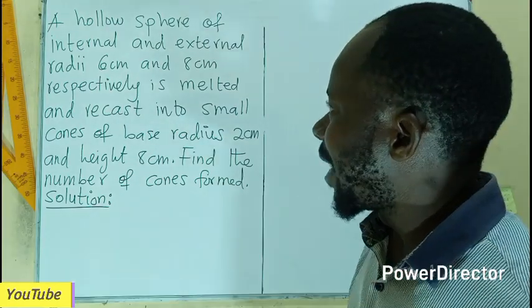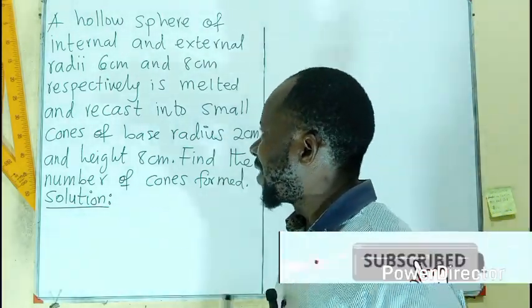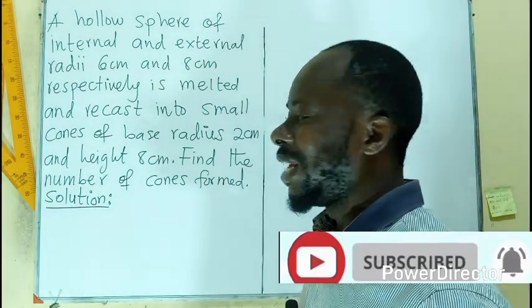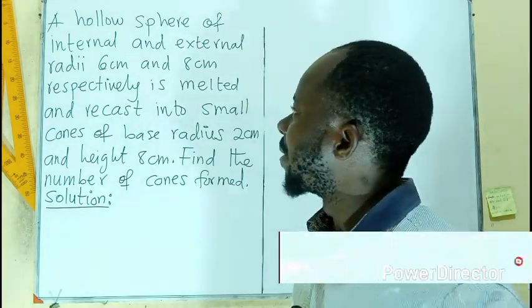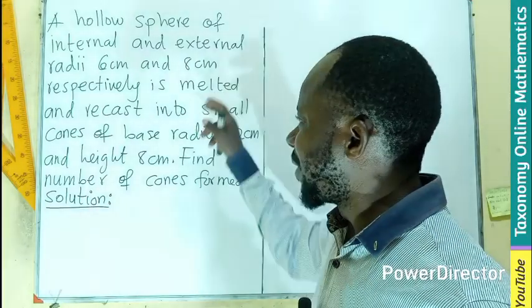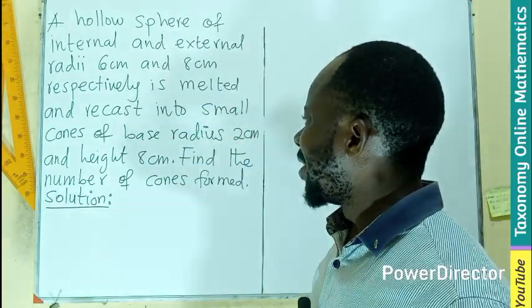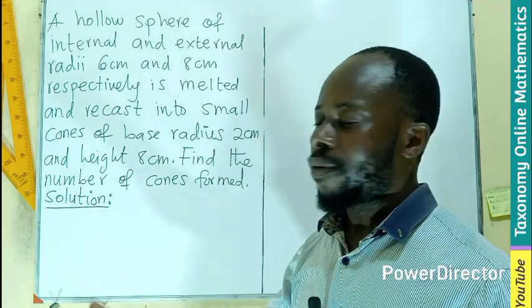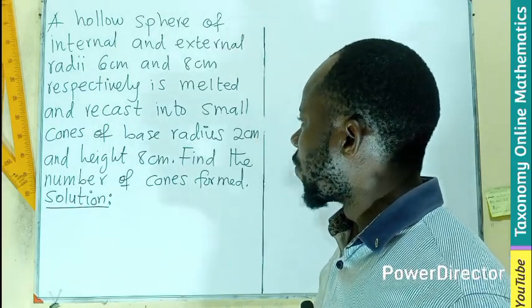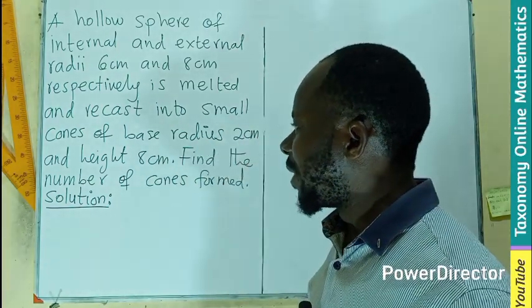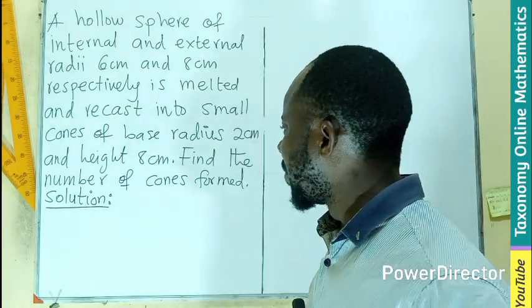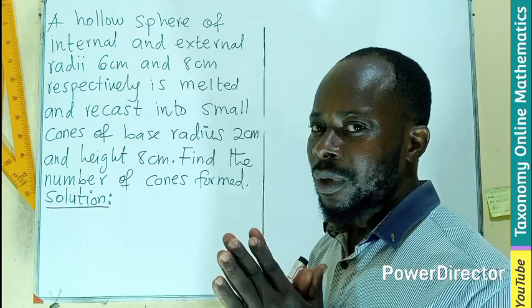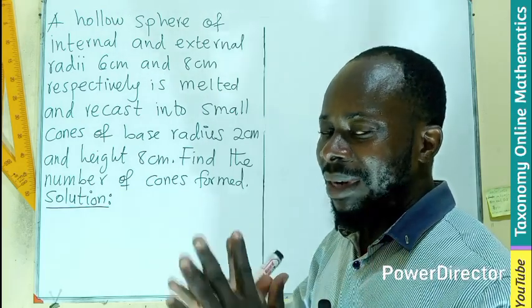A hollow sphere of internal and external radii, that is radius, which are 6 centimeters and 8 centimeters respectively, is being melted and recast into small cones, not one, small cones. A lot of cones are being made from that, of base radius 2 centimeters and a height of 8 centimeters. We have to find the number of cones that were made with the melted material.